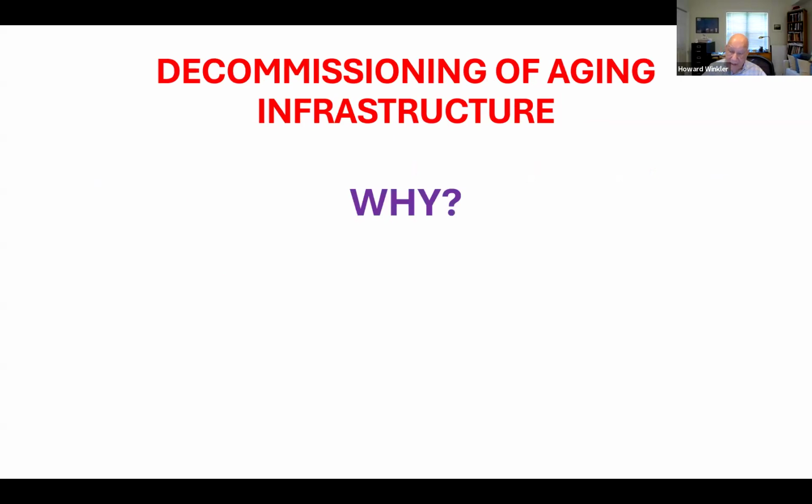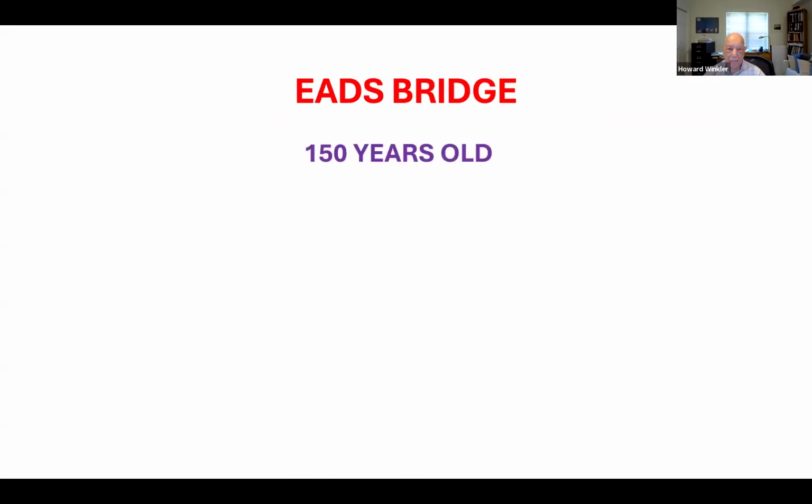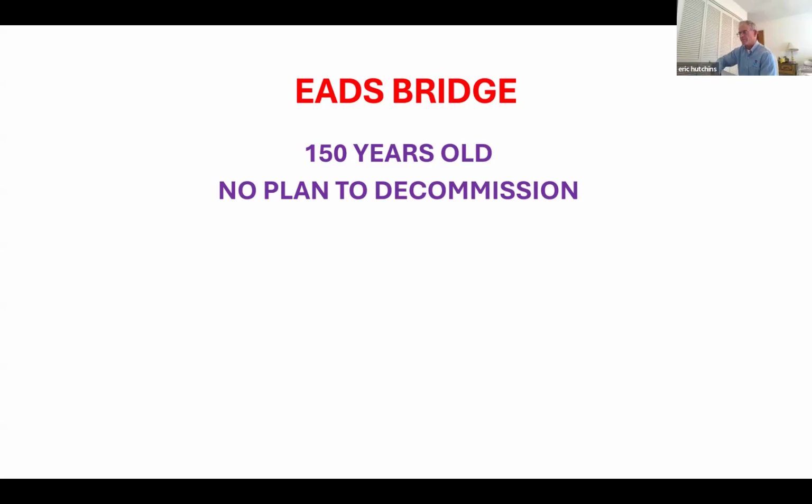Now, another item on the table was, I smiled at this one, decommissioning of an aging infrastructure. Well, I'm very old, so that's why I'm interested in decommissioning aging structures. Here's the Eads Bridge, spans the Mississippi River, built in 1874, 150 years ago. So it's old infrastructure. There's no plan to decommission it. It carries 4 lanes of highway and 2 lanes of a train track.